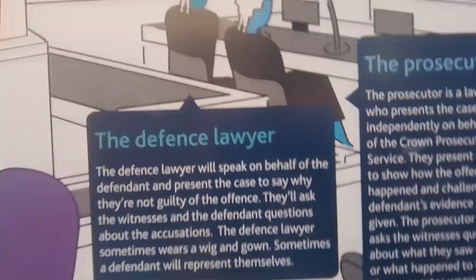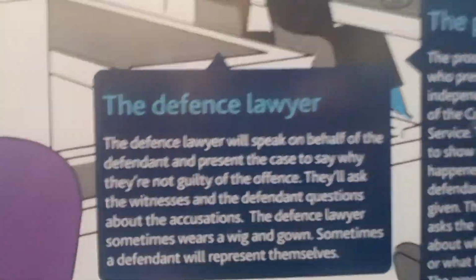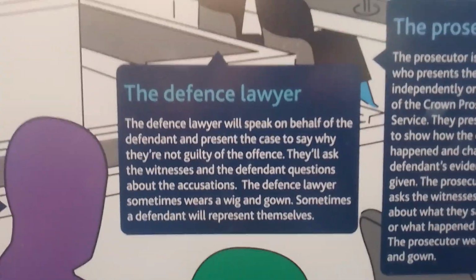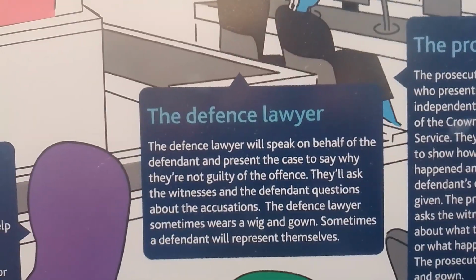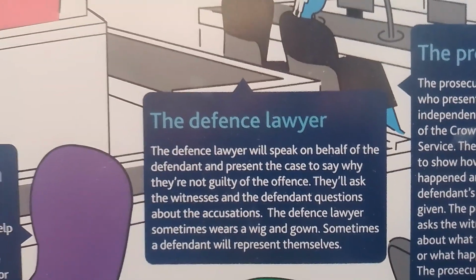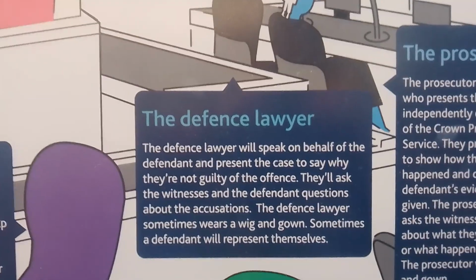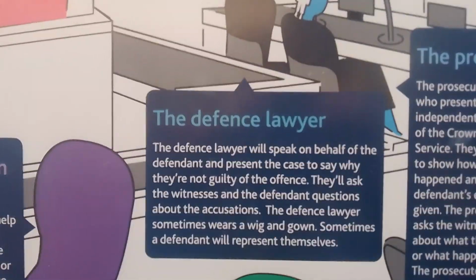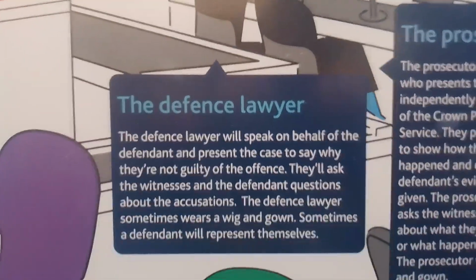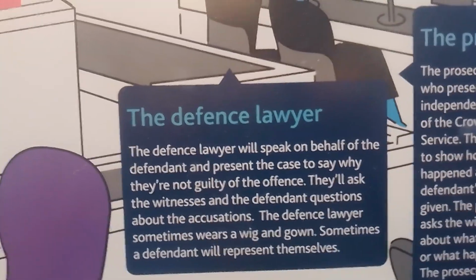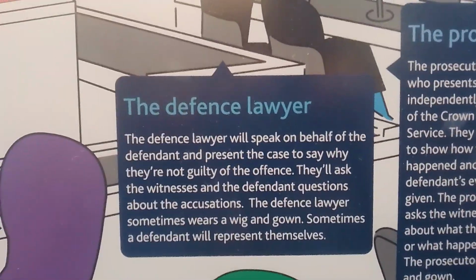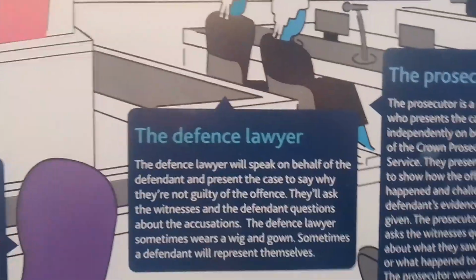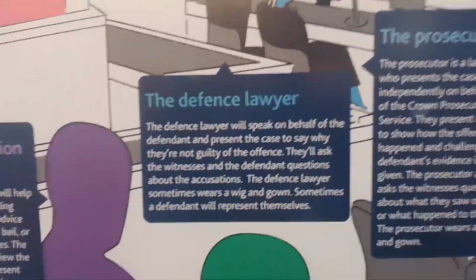The defence lawyer will speak on behalf of the defendant and present the case to say why they're not guilty of the offence. They'll ask the witness and defendant questions about accusations that have been made by the prosecution, and the defence lawyer sometimes wears a wig and a gown, although sometimes the defence will represent themselves.